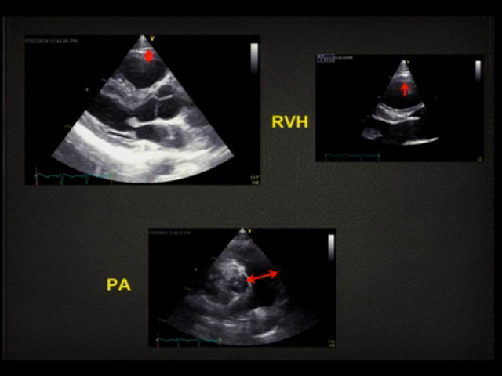And one needs to look at the RVH also. One can use various views. Here I'm showing the parasternal long axis, and if it is more than 5 millimeters, we know that there is right ventricular hypertrophy, and this is in favor that it has been there much longer.